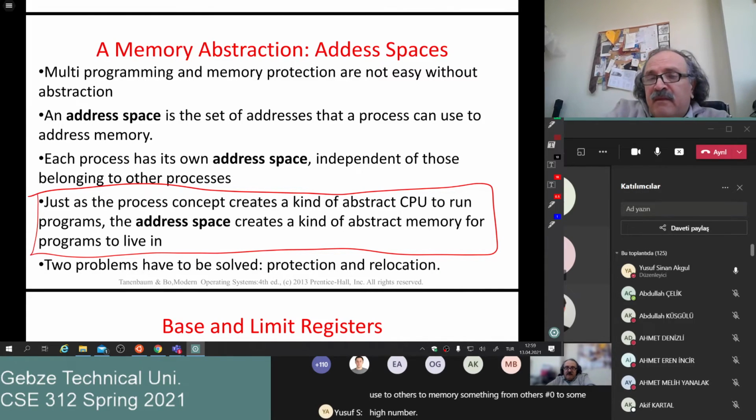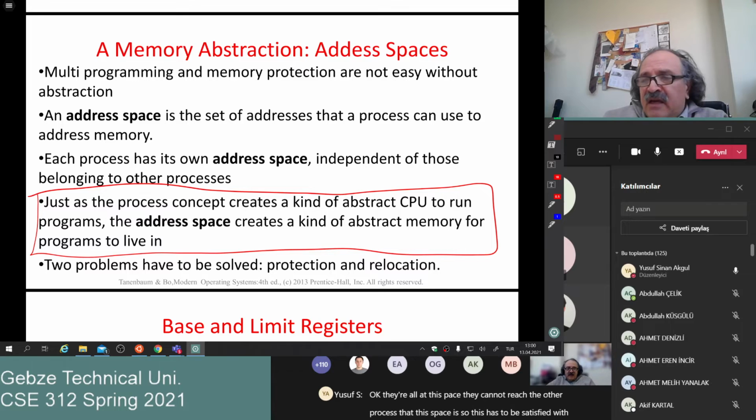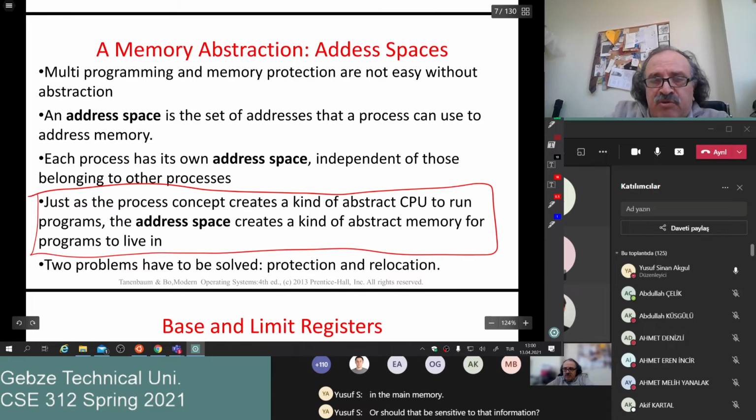So protection has to be addressed. Since each program has its own address space, they cannot reach the other processes' address spaces. So this has to be satisfied with the hardware and operating system. And relocation: our programs should not know where they actually are in the main memory, or should not be sensitive to that information. So relocation and protection have to be solved.